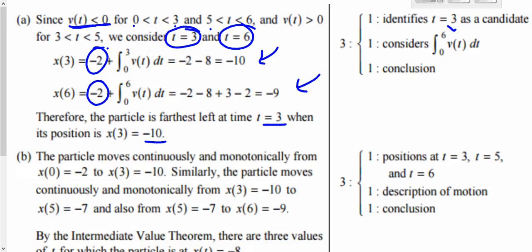So did we identify 3 as candidate? Yes. Did we consider 0 to 6? Well, we did, actually. And your final point comes from the conclusion, and we did write a conclusion. In this video, we did at least. Okay, so we did get all 3 points for that part. Okay, so let's go back.